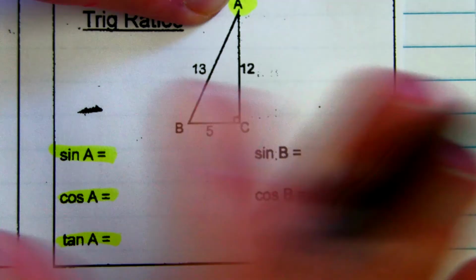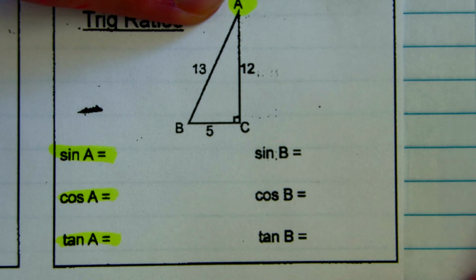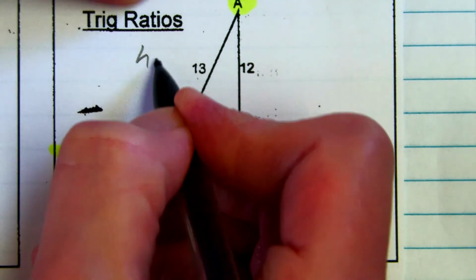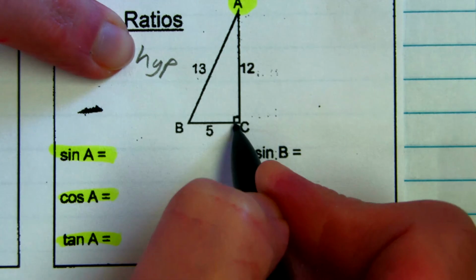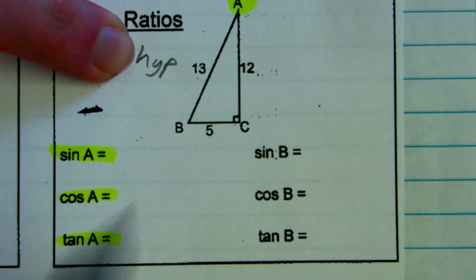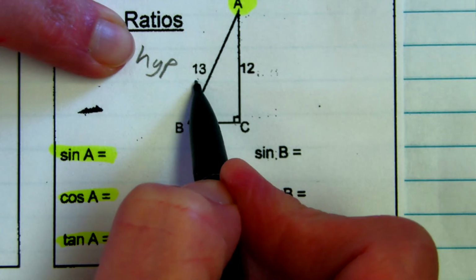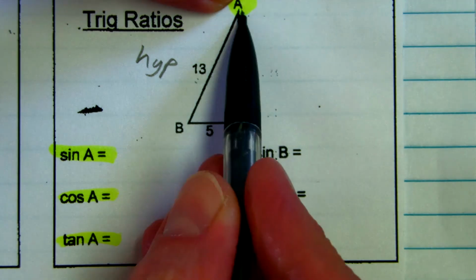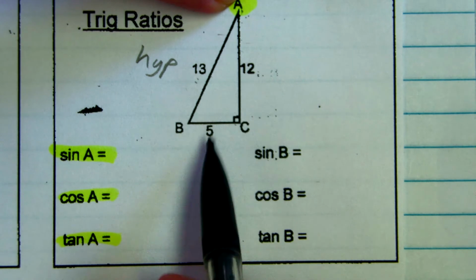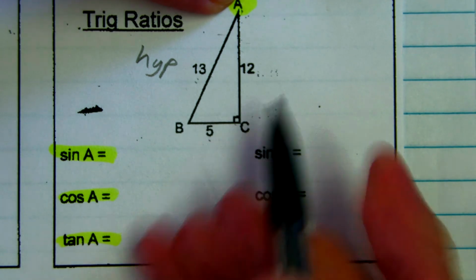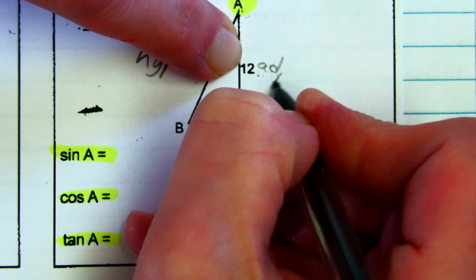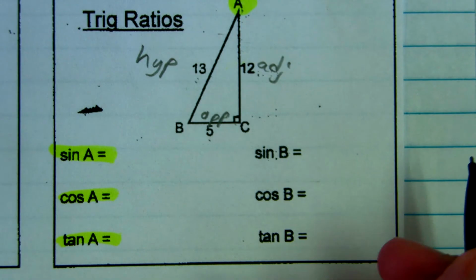So a good place to start labeling these is the hypotenuse, because the hypotenuse is always the same. It's always the longest side. It's always opposite that right angle. So the 13 is my hypotenuse no matter what. Then if I go to A and I just look across, what side does not make angle A? Well, that would be this side over here, 5, so that's my opposite side. And then the 12 is sort of the one that's left over, that's adjacent.